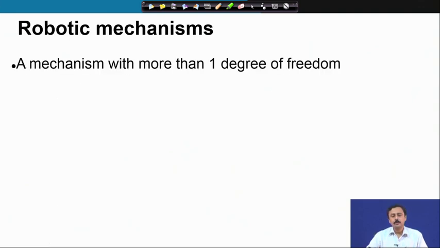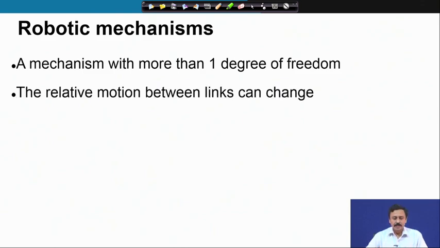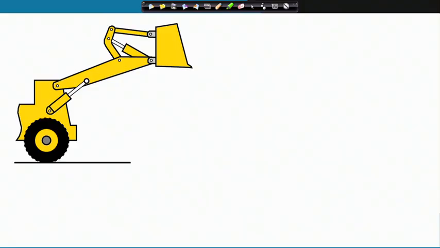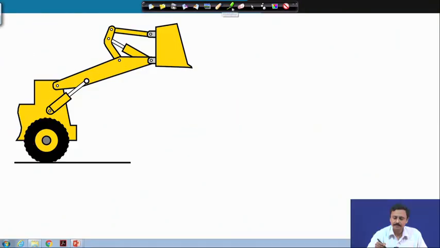Now, we come to robotic mechanisms. A mechanism with more than 1 degree of freedom will be defined as a robotic mechanism. As I have already explained, in a robotic mechanism, therefore, the relative motion of the links can change. Let us look at some examples. This is the excavator.